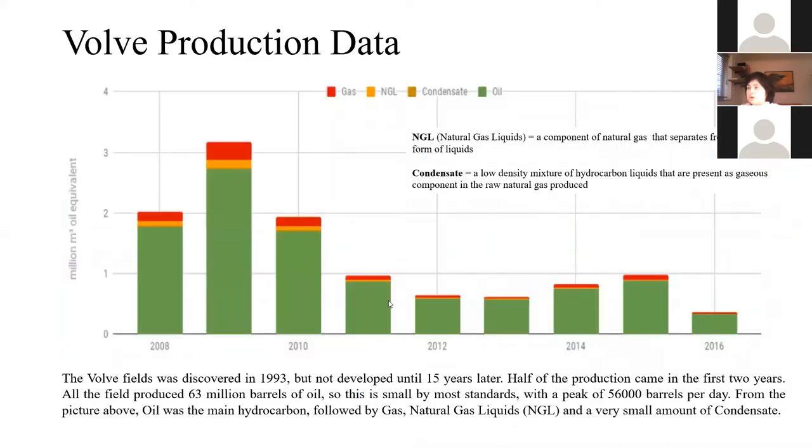Now, the VOVE field was discovered in 1993, but not developed until 15 years later. Most of the production came in the first 2-3 years, and most of the information is about oil. There is a little bit of gas, a little bit of natural gas liquids, and very little information about condensate. This field is very small. It produced 63 million barrels of oil, which is really very small by most standards, with a peak of 56,000 barrels per day.